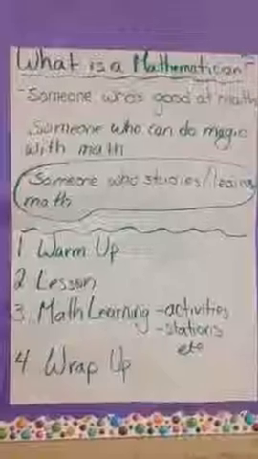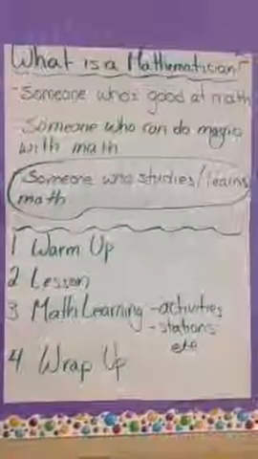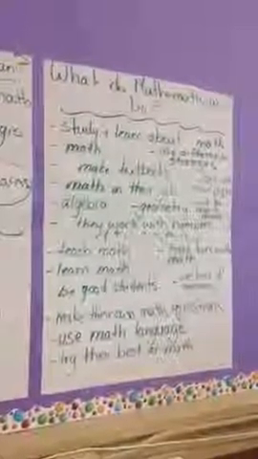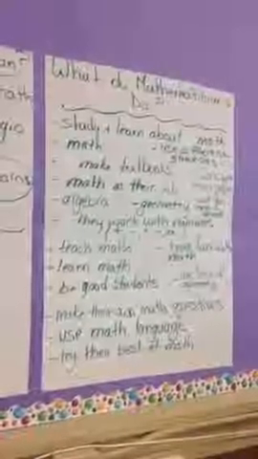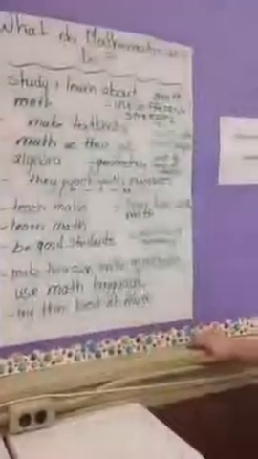And I know some of the students were sitting there thinking in their heads, well, I'm never going to be a mathematician. I'm not good at math. And so I said, well, if a mathematician is someone who studies and learns math, then everybody can be a mathematician. And so I think for some of them that helped them to understand more about what we were talking about. And then I had them brainstorm a list of what mathematicians do. And some of them came up with some lovely answers.